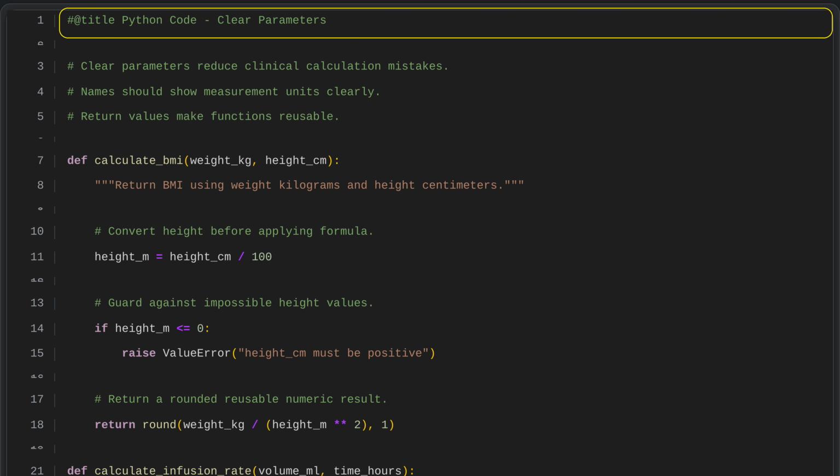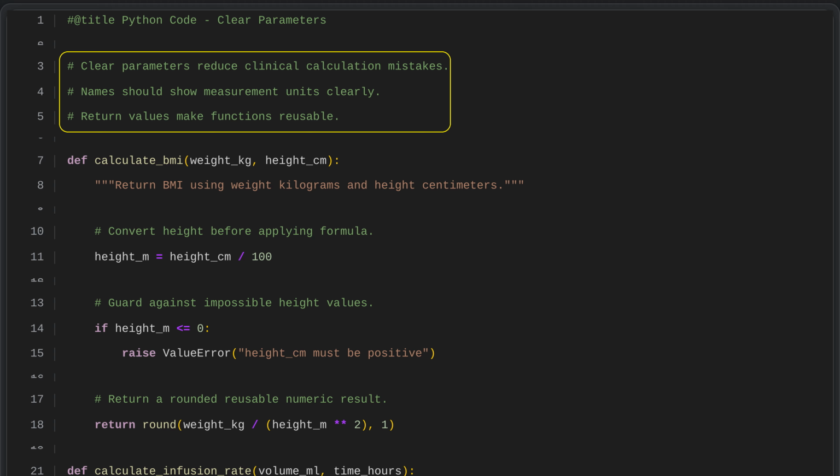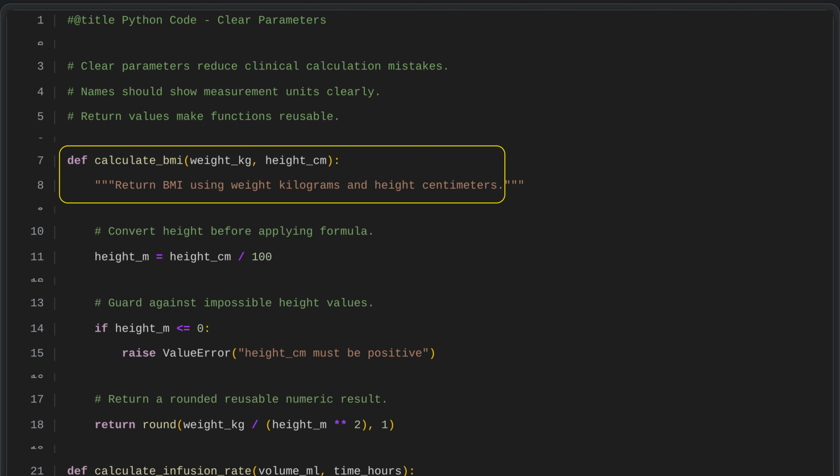Python code, clear parameters. Clear function parameters help prevent mistakes in clinical calculations, especially when names include the measurement units. Return values also make functions easier to reuse in different parts of a program. The calculate BMI function computes body mass index from a person's weight in kilograms and height in centimeters. It returns the BMI value so the same function can be reused with different inputs.